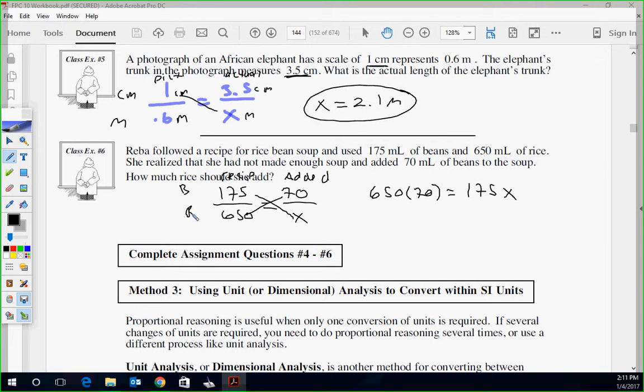Okay, and so all we have to do now is multiply these two numbers. Can somebody do that for me? I think it was 4550. Yeah, 4550, or another zero: 45,500. Okay. Divide by 175. You get 260 is how much rice she should add. So you have 260 milliliters of rice she should add to balance out her recipe. You have to say that, right?